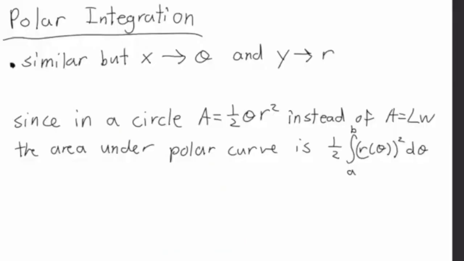So polar integration is similar, but x becomes theta and y becomes r, which is radius. Since in a circle the area is 1/2 theta r squared, instead of using length times width for the area under the graph, you use that and you end up with 1/2 integrating from a to b, which is the initial theta and the final theta, of r of theta squared d theta.